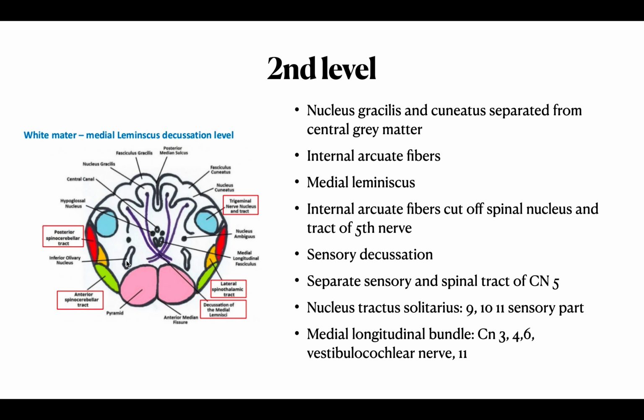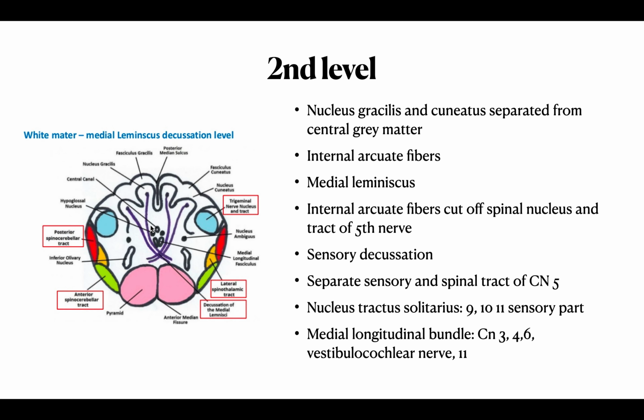Here is the inferior olivary nucleus. This is motor. Posterior spinocerebellar, anterior spinocerebellar, and here's the trigeminal nerve, cuneatus, fasciculus gracilis. So fasciculus, remember, that's just a tract. And we orient ourselves using the posterior median sulcus. And right here would be the fasciculus gracilis. And then the nucleus is going to be more deep. Central canal is right here. Hypoglossal nucleus is right next to it.